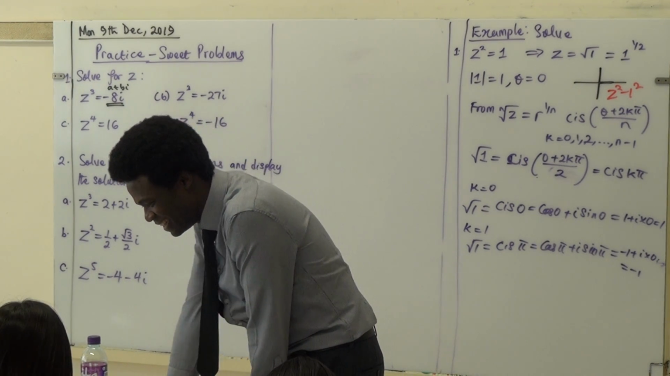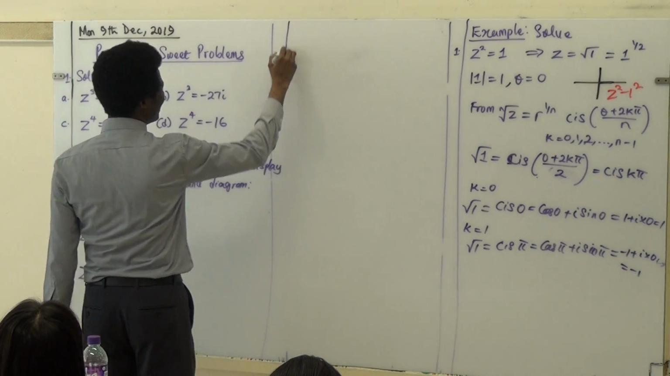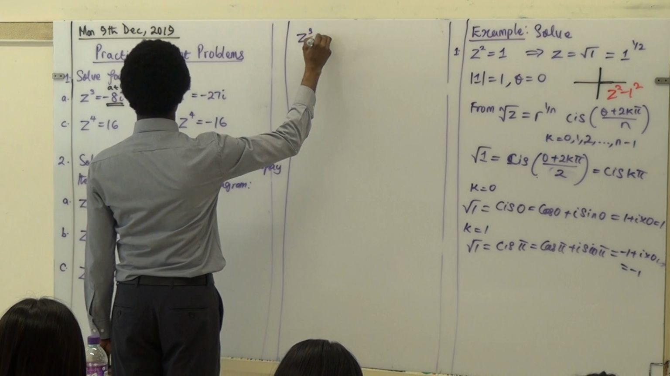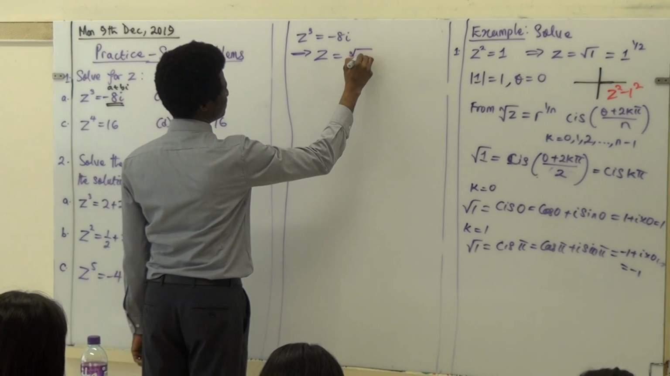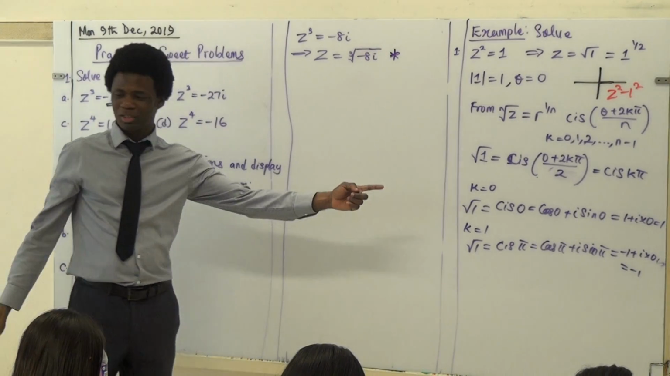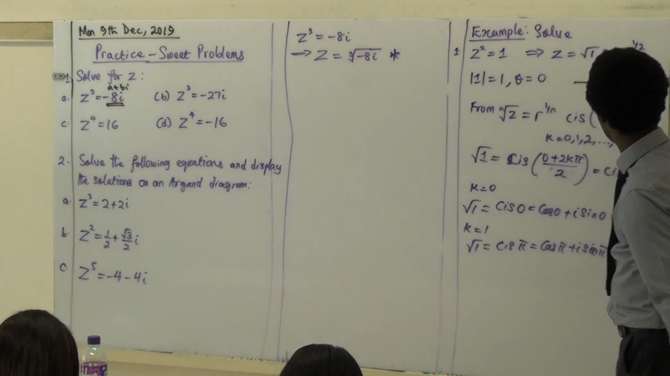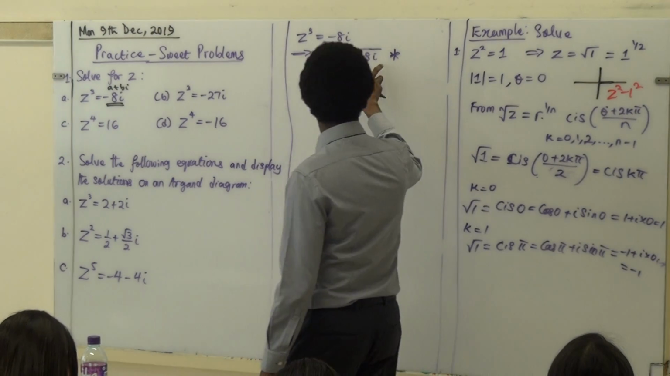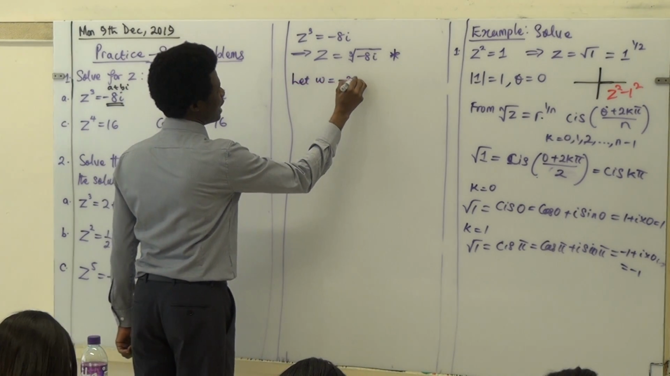Oh, I know how to do it. Now, how do you get R? With this, you stop here and apply what you need to do. You need to find theta, you need to find the absolute value. So this is the number, minus 8. If I say let W be minus 8i, that's it.